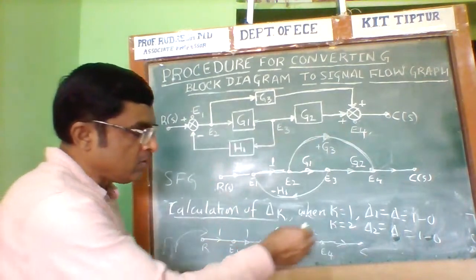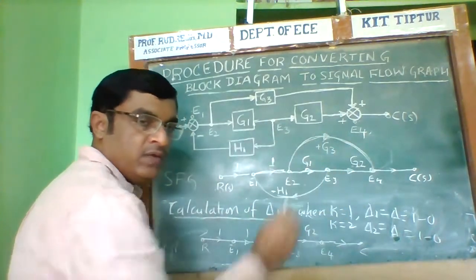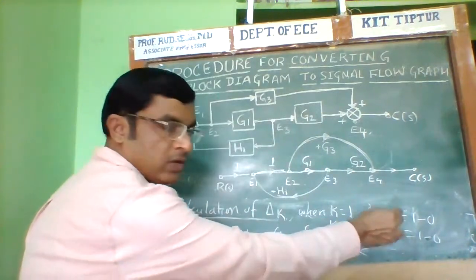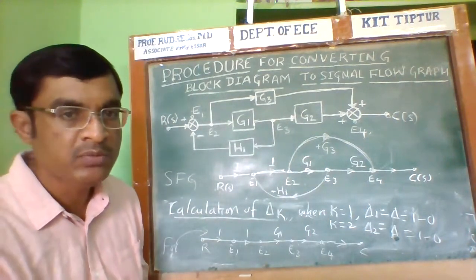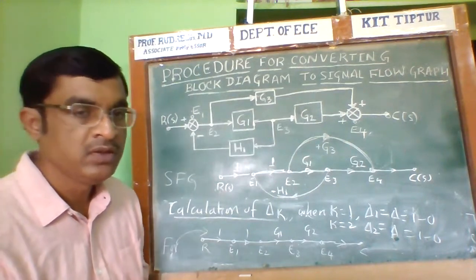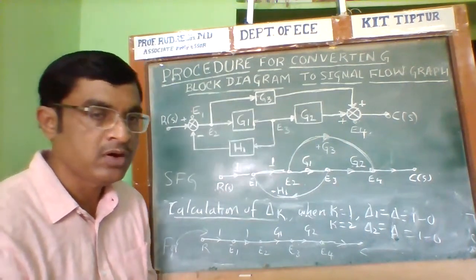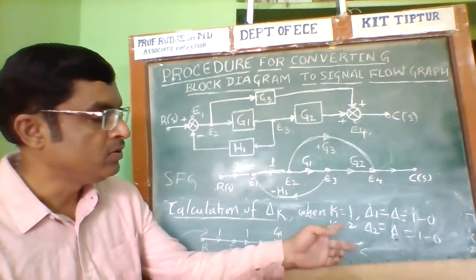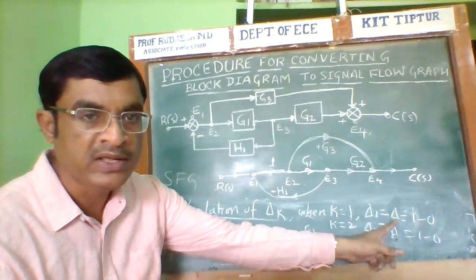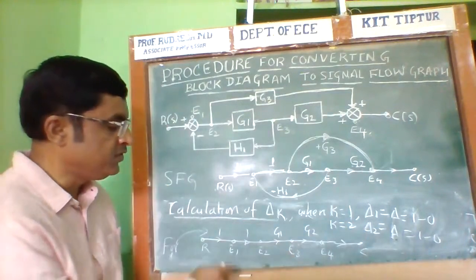Here, the delta when K is equal to 1, delta 1. Delta 1 is calculated by using the delta formula only. What is delta? 1 minus the sum of individual loop gains plus the sum of gain products of all possible combinations of two non-touching loops. That formula we apply only to the part of the graph which is not touching.